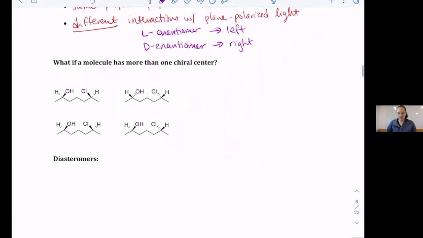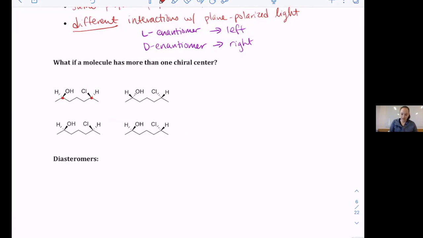The last thing we're going to ask is, what if a molecule has more than one chiral center? If we look at these molecules here, for example, this atom and this carbon both have chiral centers. So the question is, how do we classify them if they're not exactly the same?